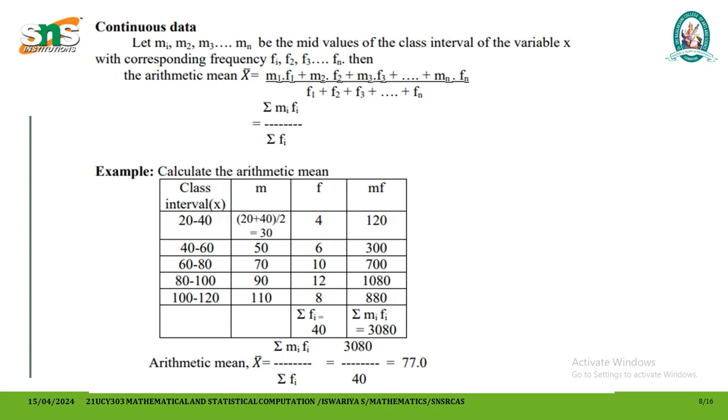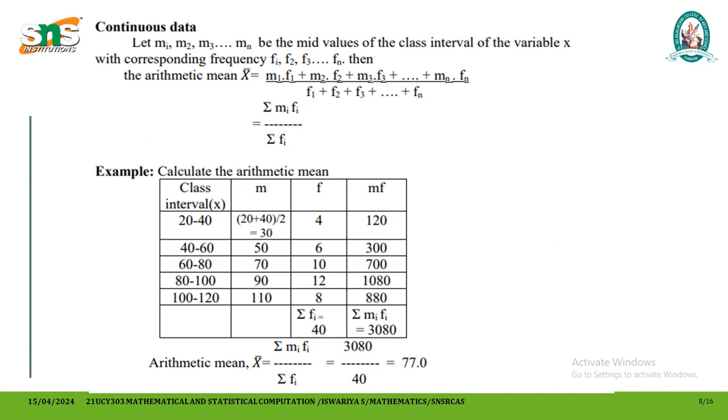Next, the frequency is given in the question. For that we have to find the fm values. For fm we have to multiply the f and m values, and apply the same for all the remaining cases also. Then we have to find the value for summation f and summation fm.